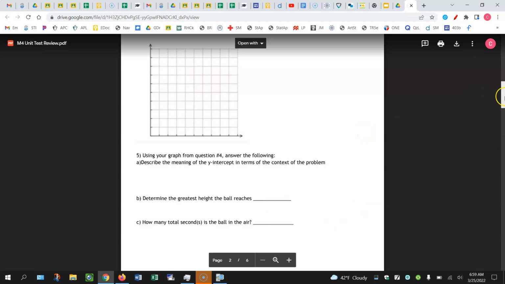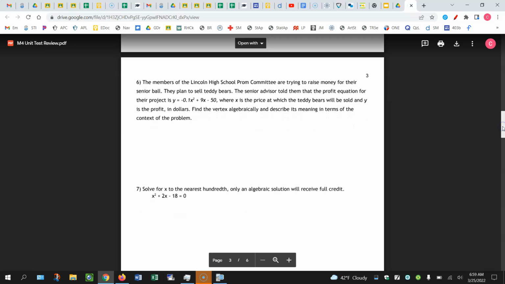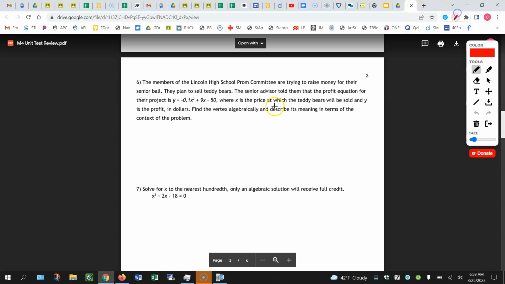And the last one, question 6. Okay, so you got to do a couple things here. You have to figure out what X and Y are. X is the price that they're going to sell the teddy bears for, and Y is the profit. So very important that we know X is price of teddy bear, Y is profit. So we have to find the vertex algebraically.